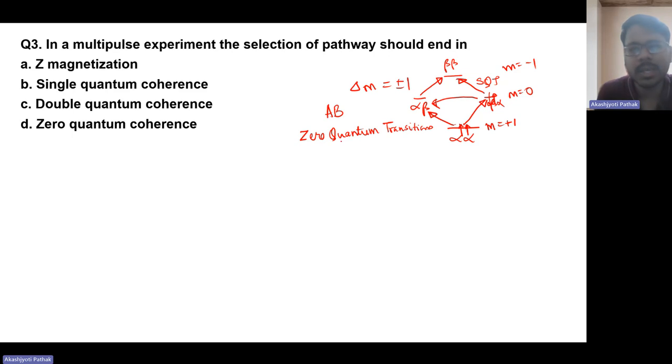Then another transition that is possible is that alpha alpha can move to the beta beta state. If you calculate the delta m, you will get 1 minus minus 1, so there is a change of 2. If the alpha alpha state moves to the beta beta state, that is called a double quantum transition.